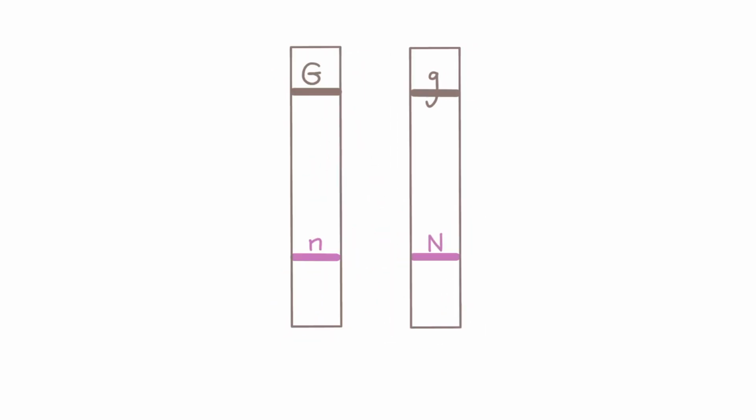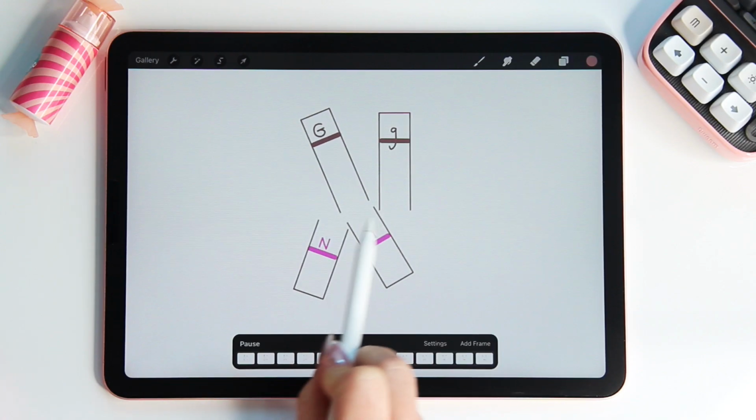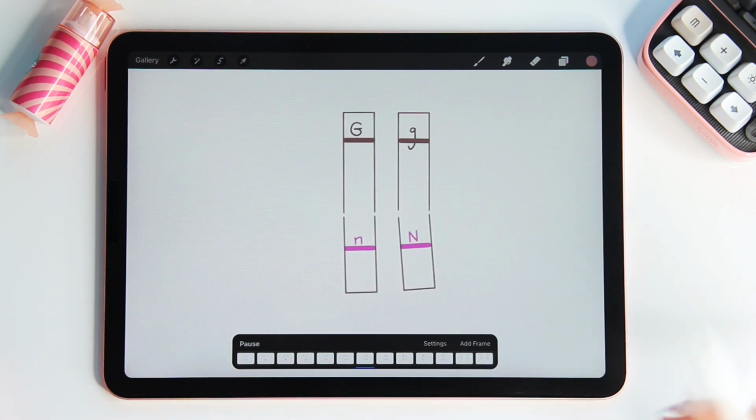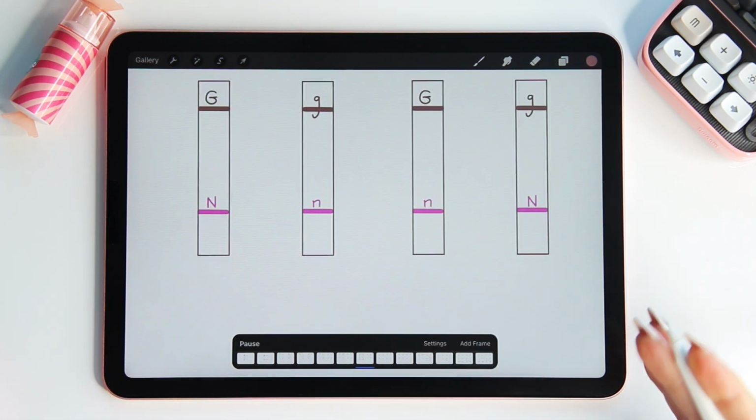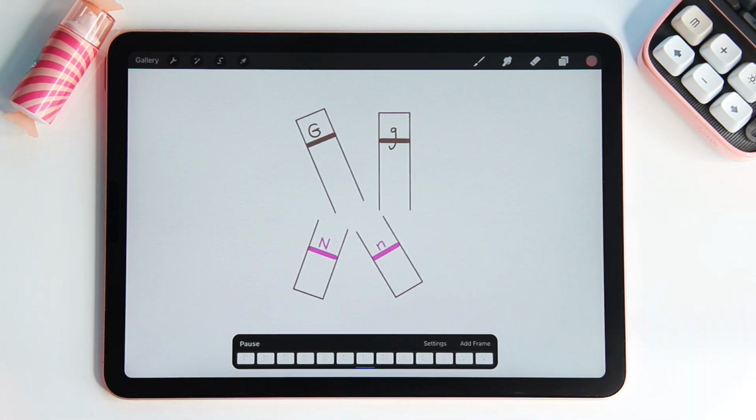Crossing over takes place in prophase 1 of meiosis 1, where homologous chromosomes exchange sections of DNA. If you wish to learn more about crossing over and meiosis, I will link my video in the description box.